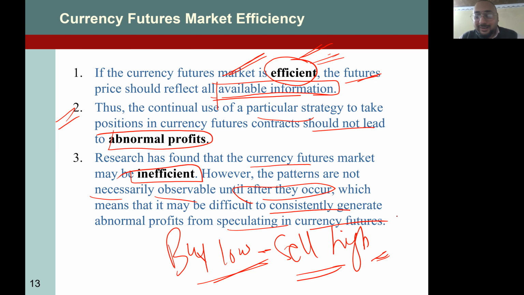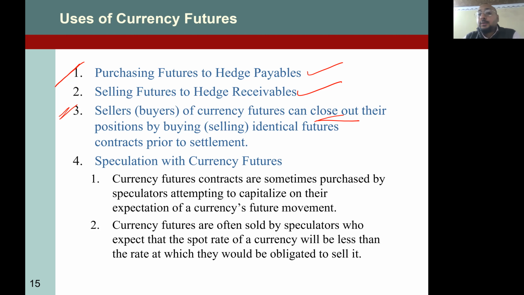Uses, we just saw that. This is a reminder. So we saw that forward, currency future can also be used to purchase currency future to hedge payables, to sell futures to hedge receivables, and then sellers of currency futures can close out their position by buying identical future contracts prior to settlement.